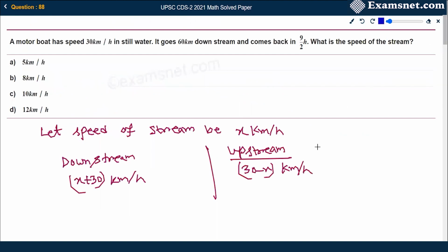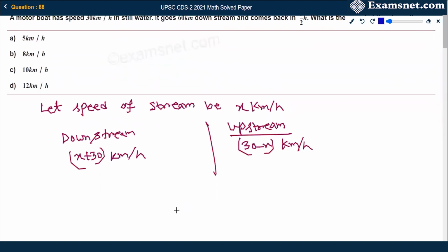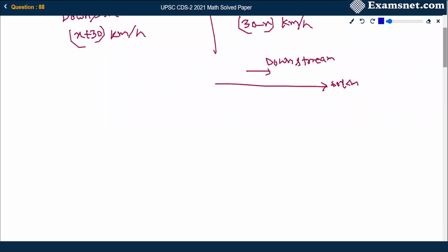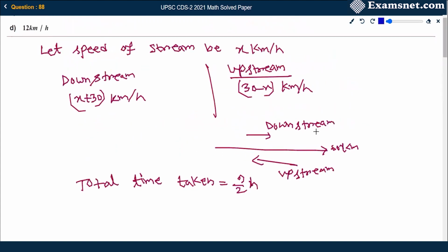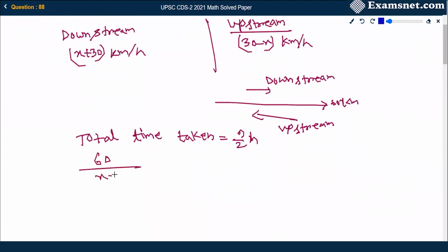Now look, distance traveled 60 km. So if it goes downstream, this is the distance, 60 km. When it comes back, that will be against the direction of the stream. That means it is upstream. Both cases, it has traveled 60 km. So the total time taken is 9/2 hour, correct? So 60 km downstream plus 60 km upstream.